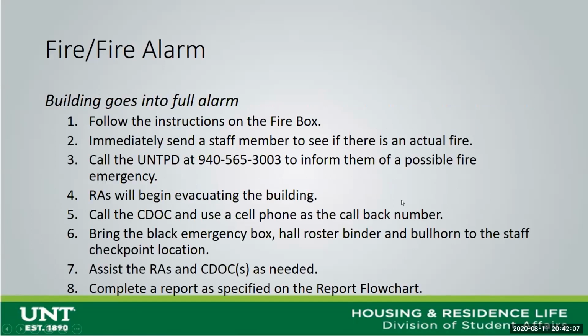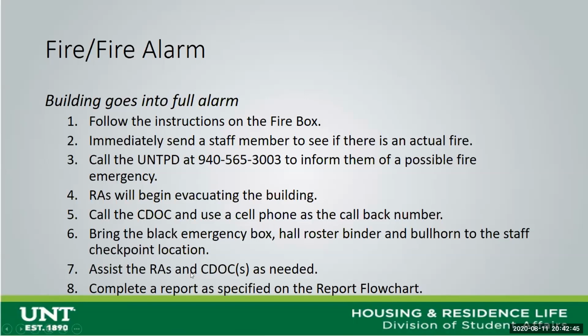Fire or fire alarm. This is something probably desk clerks see the most. Not necessarily the building going into full alarm, but an alarm going off. You're going to follow the instructions on the firebox that you see, and send a staff member to see if there is an actual fire. That could be RAOC, CD, anyone that's available, really. You'll call the UNTPD at 3003 to inform them of a possible fire emergency. RAs will begin evacuating the building. They'll call the CDOC and use a cell phone as a callback number because you're going to be going outside to your staff checkpoint location.